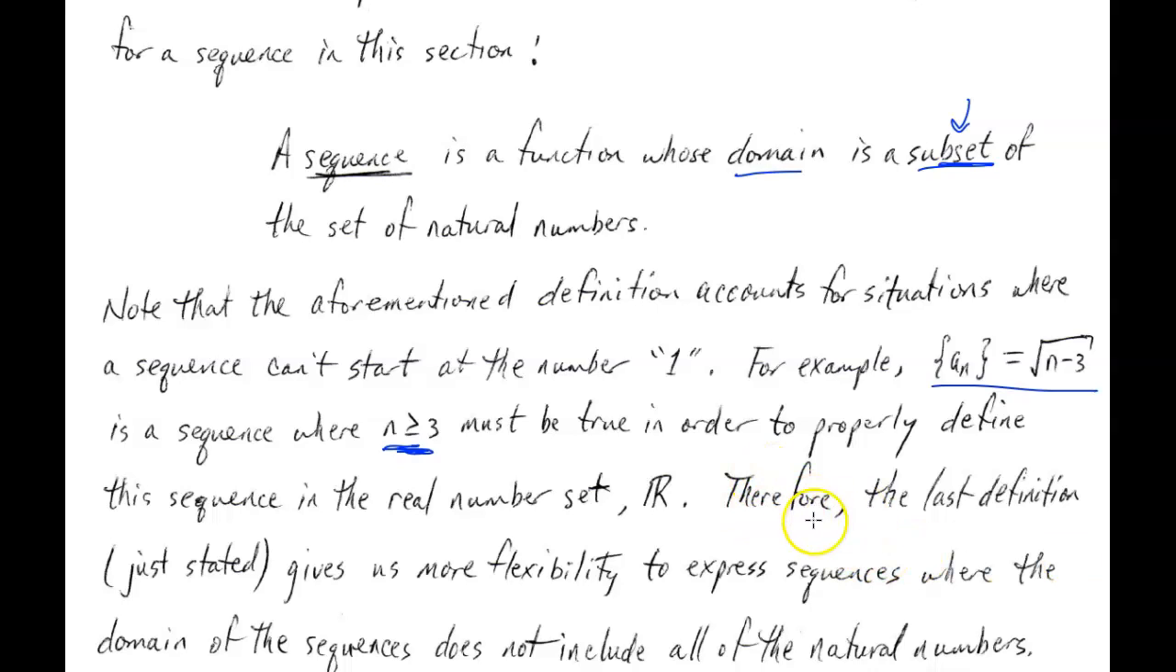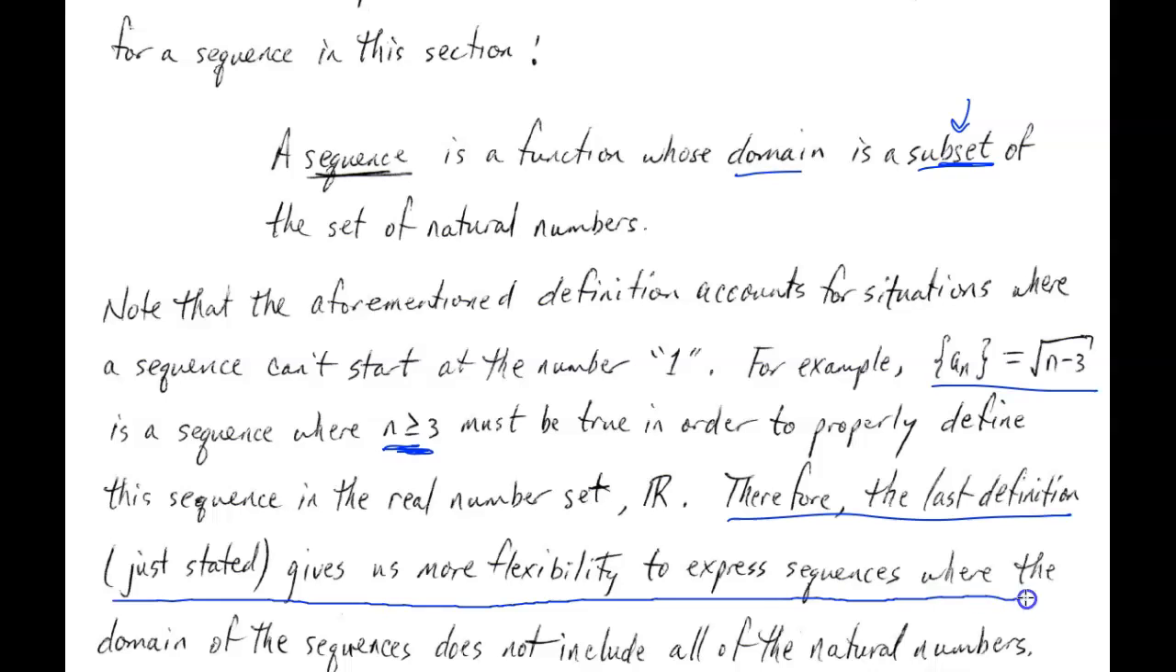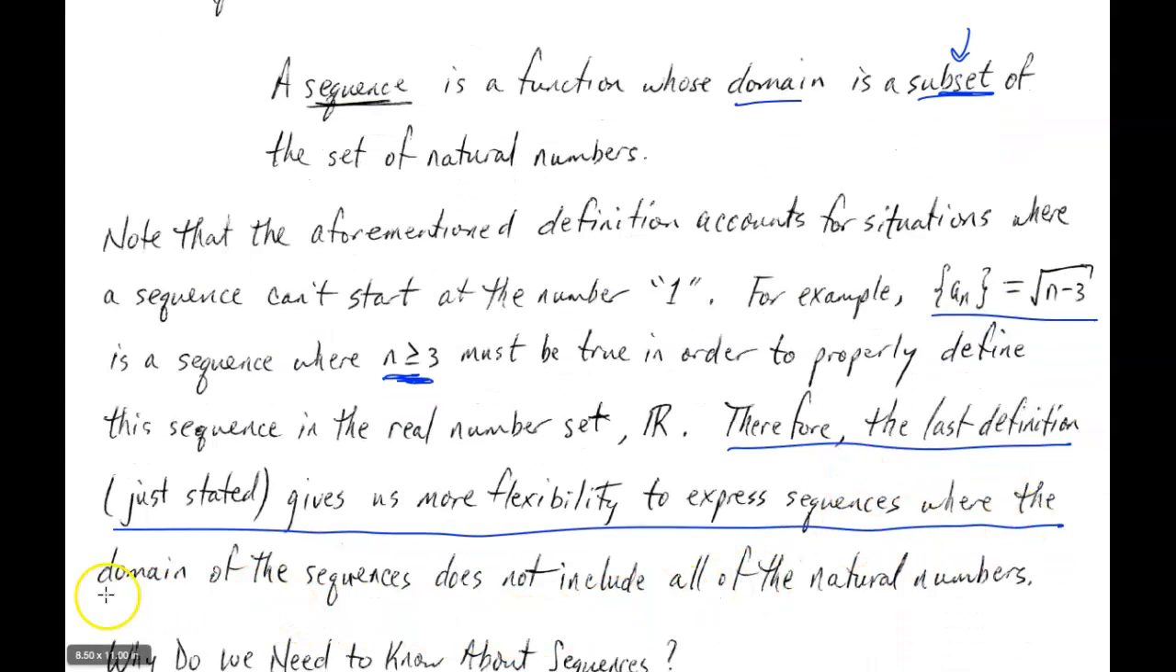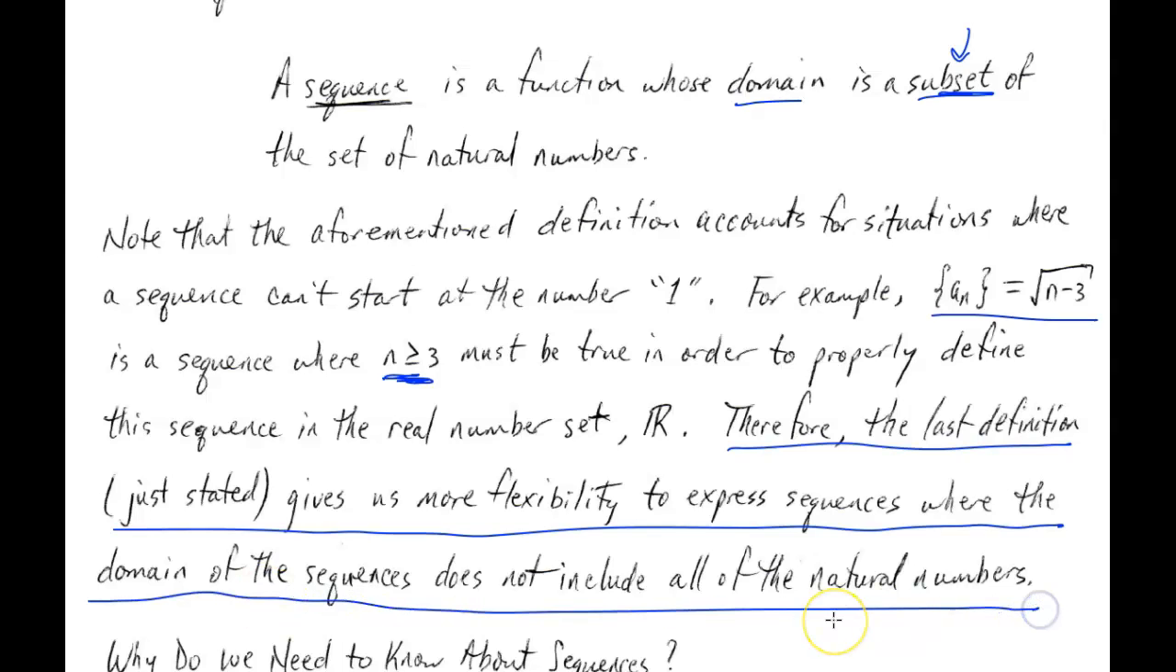And so it's for that reason that I make this statement here, that the last definition that I just stated gives us more flexibility to express sequences where the domain of the sequence does not include all the natural numbers. Okay.